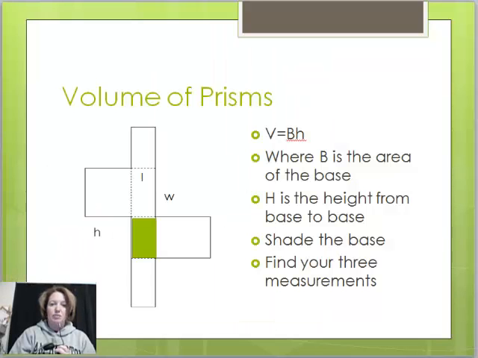All right, the next one we're going to do is a volume of a rectangular prism. The formula on your formula chart is just V equals capital B H, where B is the area of the base and H is the height from base to base. Now what you want to do is shade your base in, and I've shaded one rectangle in. On a rectangular prism it doesn't matter, you just need to pick one rectangle and shade it in. And then you find your 3 measurements. You have your length, your width, and your height.